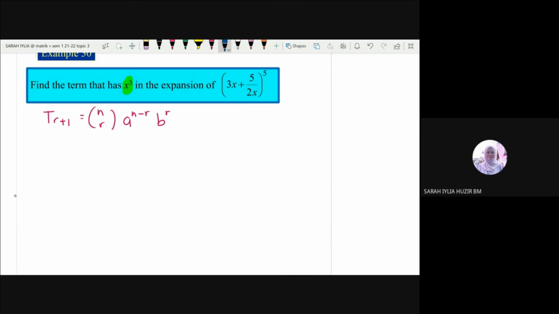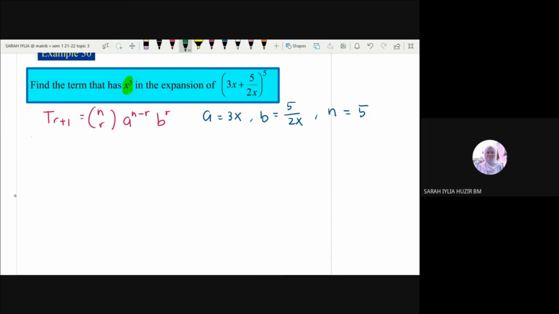Okay. And then kita analyse satu-satu. A is first term. So, first kat situ would be 3x. And then B would be the second term. So, we have 5 over 2x. And then our power in this case would be 5. R tu memang kita nak kena cari kejap lagi by compare. So, memang tak ada awal-awal.